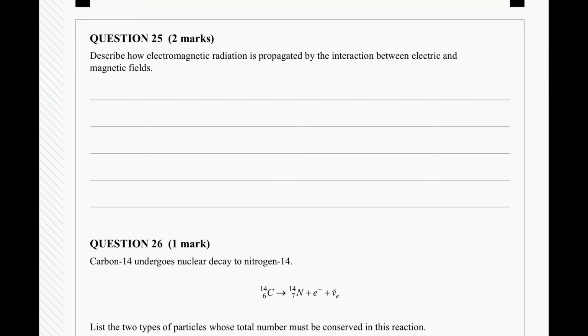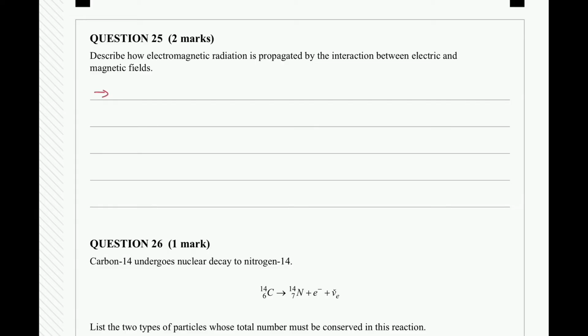Okay, so question 25, describe how electromagnetic radiation is propagated by the interaction between electric and magnetic fields. So we've got a pretty straightforward describing kind of question. We don't need to do any formula work. So this is where having a good understanding or a good memory of the theory of all the content comes into play. So I definitely recommend hopping onto our website and using some of our flashcards, because we use some of these questions or some of the syllabus checkpoints to base our flashcards around, because they're the things that you can be asked, especially describing how electromagnetic radiation is propagated.